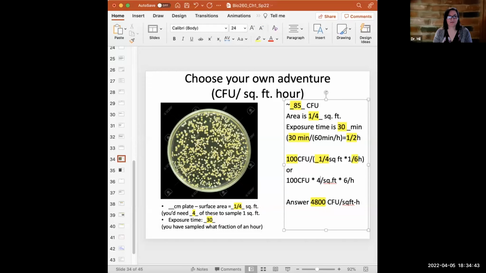Okay, because we only exposed for half an hour instead of a full hour, what do we have to do to this number to account for the fact that we want to know what would have fallen in a full hour? Multiply by 2. Okay, so we can multiply by 2, or we can divide by half. That's the same thing. Either way, calculate the answer and tell me what it is.